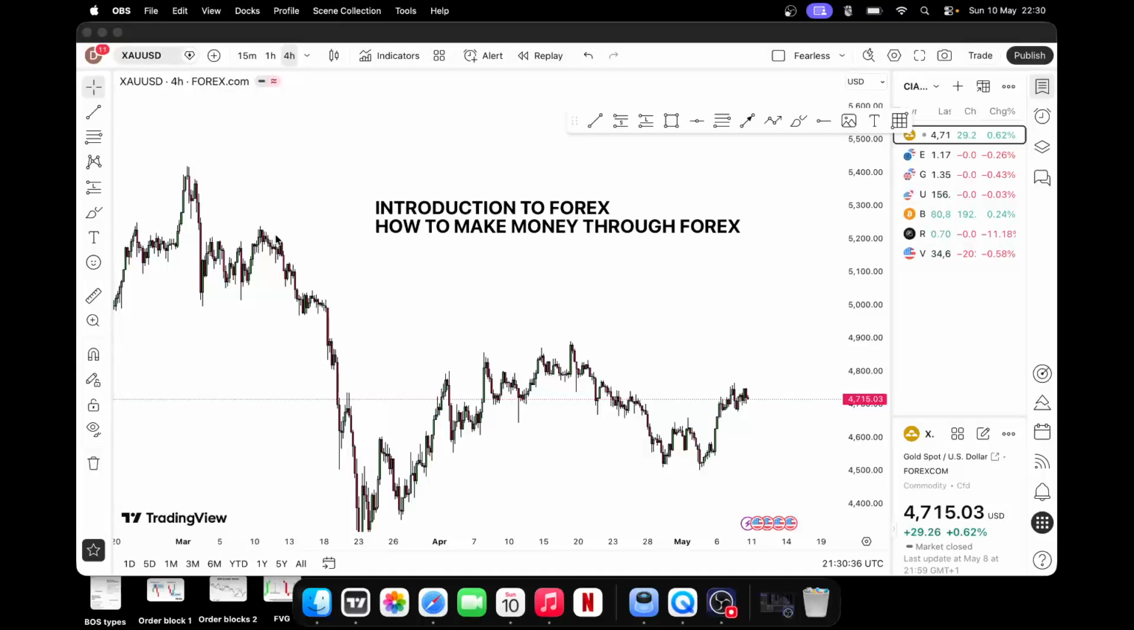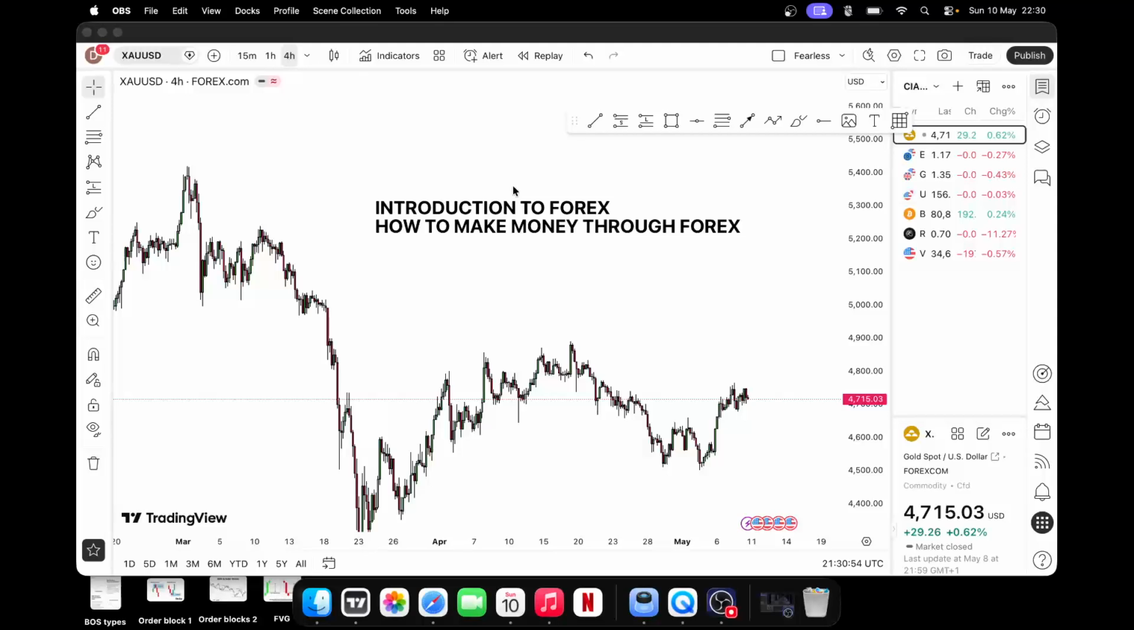Forex was coined from two words. It is a combination of two words, foreign exchange. So FOR was gotten from foreign, then EX was gotten from exchange. So Forex means foreign exchange. That's where Forex was coined from.